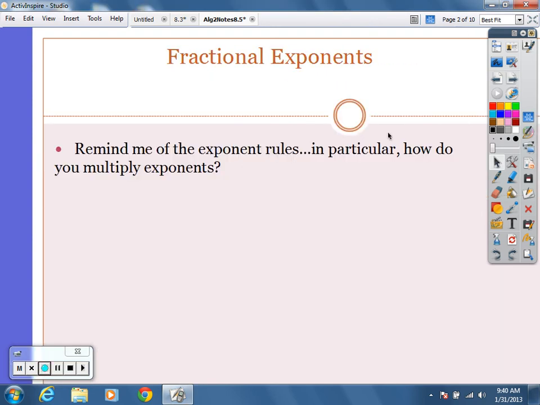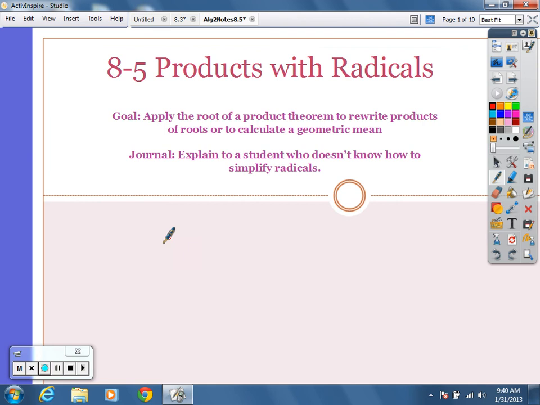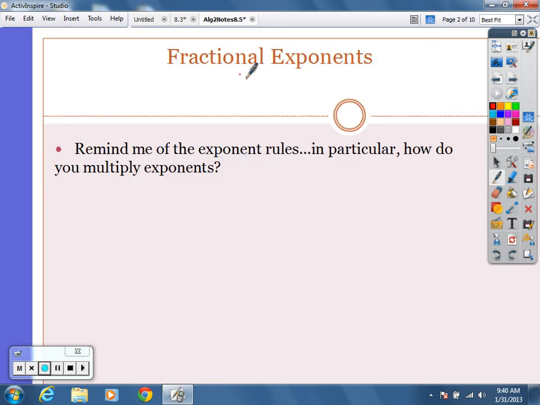Basically what we're looking at today is radicals, and this should be review because you can always change a radical to an exponent, and we've done these exponent rules before. But today we're going to try to avoid changing them to an exponent if we can, and get more comfortable with the radical notation itself. Okay, so fractional exponents, rational exponents, let me remind you of the rules.